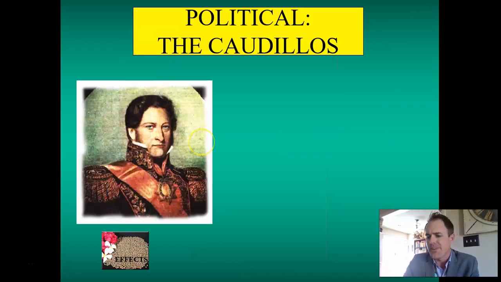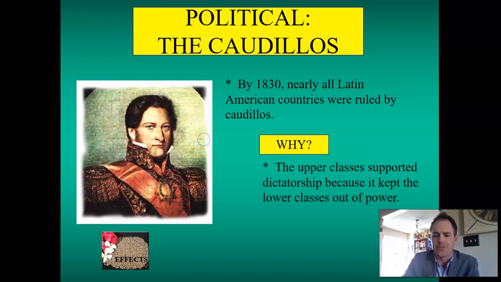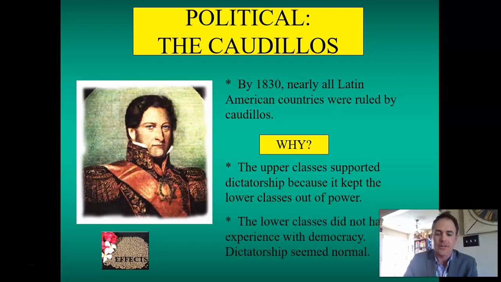So first, some political effects. What happened is that in these new independent countries, strongmen, dictators come to power. They're known as caudillos. So why? Two main reasons. Number 1, the upper classes wanted it, supported it, because it kept the lower classes out of power. And 2, the lower classes didn't have much experience with democracy. They're not like the North American colonists who had experiences with representative governments during their colonial period. The lower classes in Latin America did not. To them, dictatorship seemed normal.